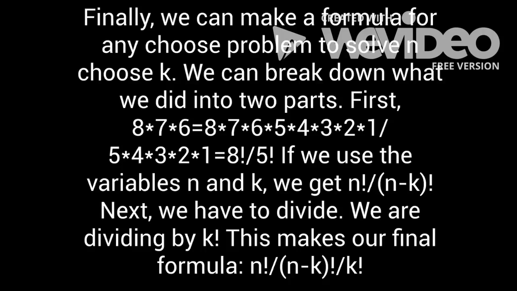Next, we have to divide. We are dividing by k factorial. This makes our final formula n factorial divided by n minus k factorial divided by k factorial.